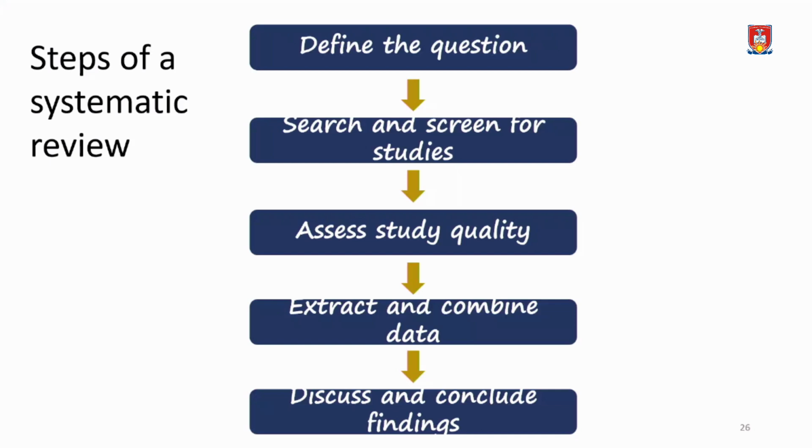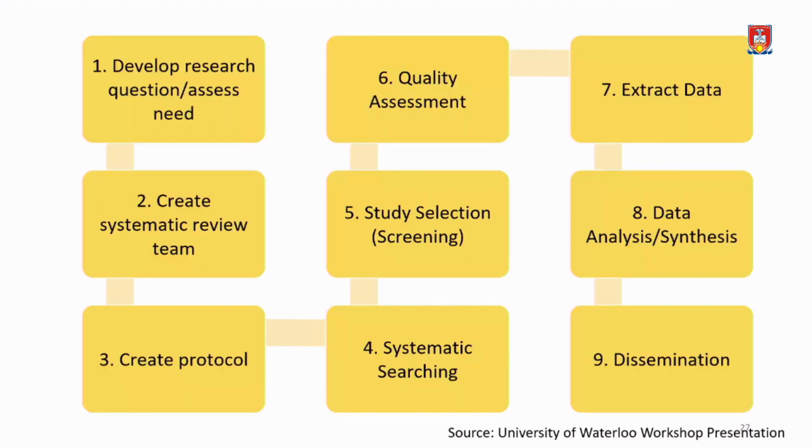You are defining the questions, searching and screening, assessing the quality, extracting information, and discussing and concluding. Very straightforward. But there are more elaborate steps, like this one from the University of Waterloo, which runs through about 9 steps for a systematic review.